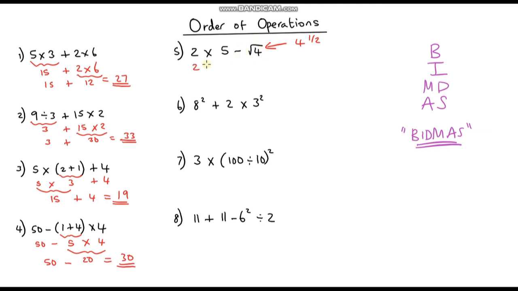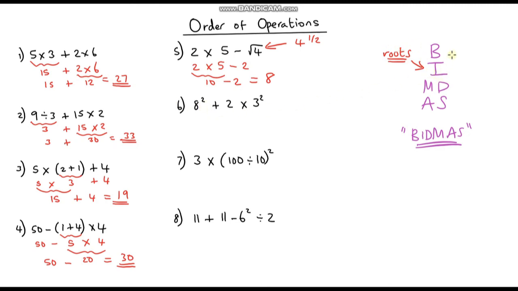So we've got 2 times 5 minus the square root of 4, which is 2. And now we can do our multiplication. 2 times 5 is 10. 10 minus 2 gives us 8. So indices, you could also write in there roots. Okay, roots, like square roots, cube roots, they would all come under indices as well.